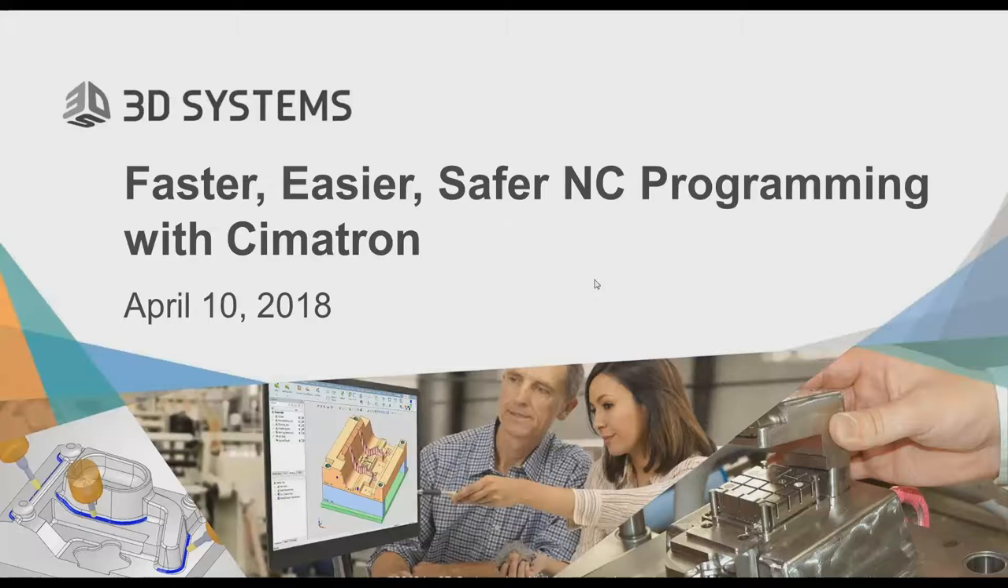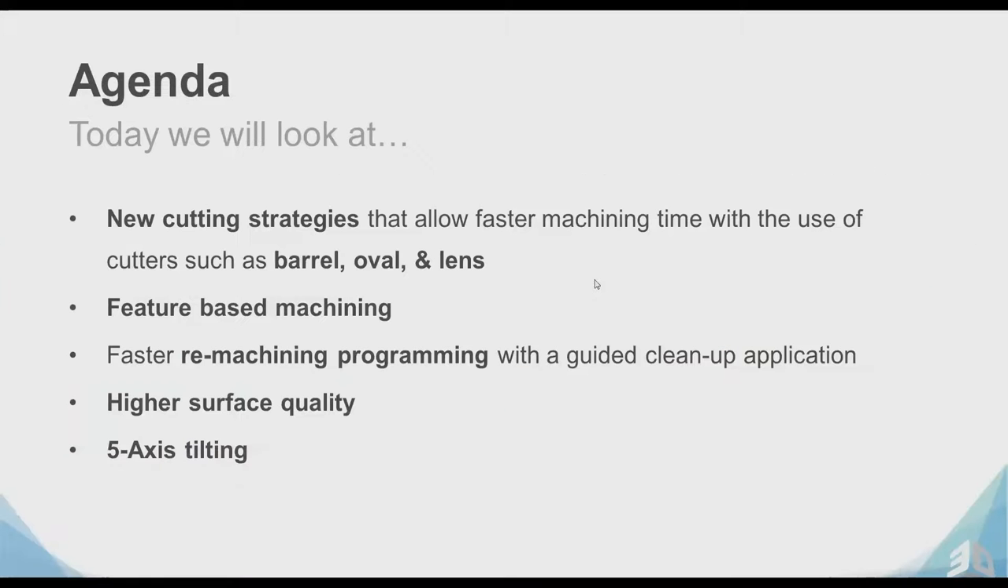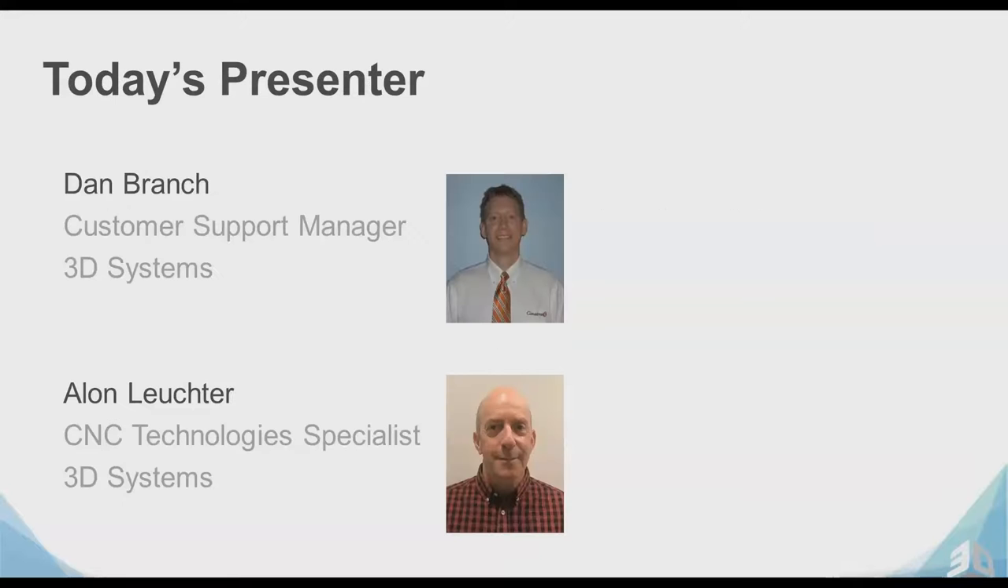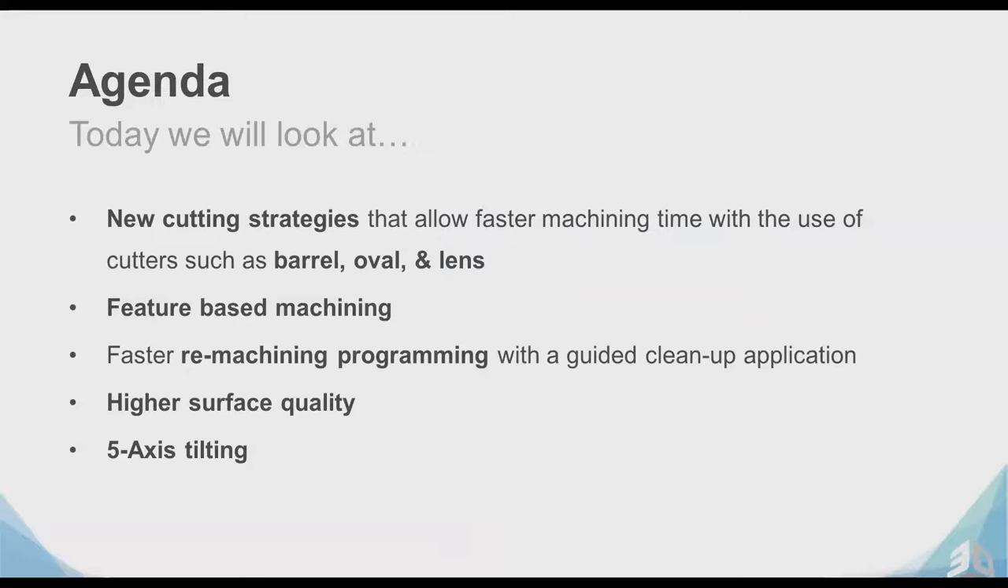Thanks for joining us. New technologies are now available to help you achieve faster machining, simpler programming, and higher surface quality. Today's webinar will demonstrate the latest capabilities in 3D Systems Cimatron software that can help you accomplish this and more. To that end, we'll cover new cutting strategies such as use of barrel, oval, and lens cutters, feature-based machining, faster remachining programming with a guided cleanup application, and 5-axis tilting.